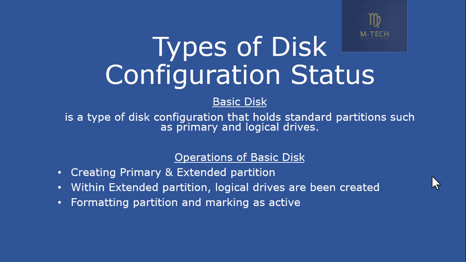So when you create an extended partition on the basic disk, within the extended partition we create something called logical drives. The basic disk also enables us to format partitions. When we say formatting, we are talking about applying a file system or changing a file system, and also marking it as an active partition.